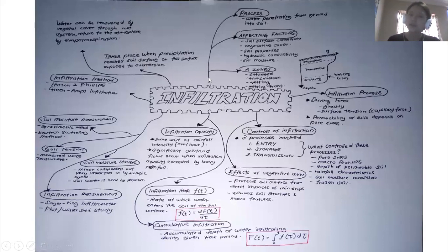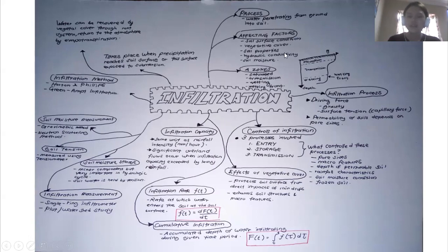So first of all, what is infiltration? Infiltration is a process that takes place when precipitation reaches the soil surface or the surface is exposed to submersion. And then water can be recovered by vegetal cover through the root system and returned to the atmosphere through evapotranspiration. The process of infiltration is basically the penetration of water from the ground surface into the soil itself.